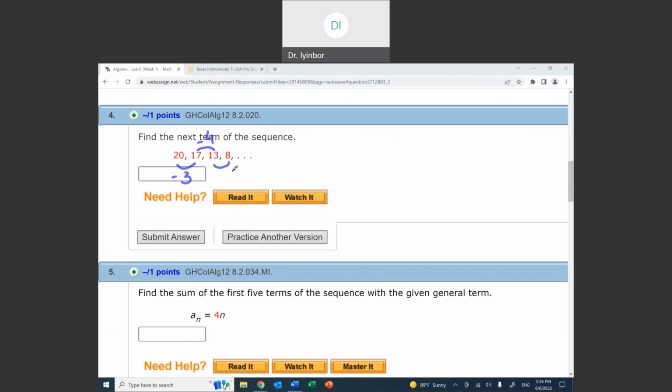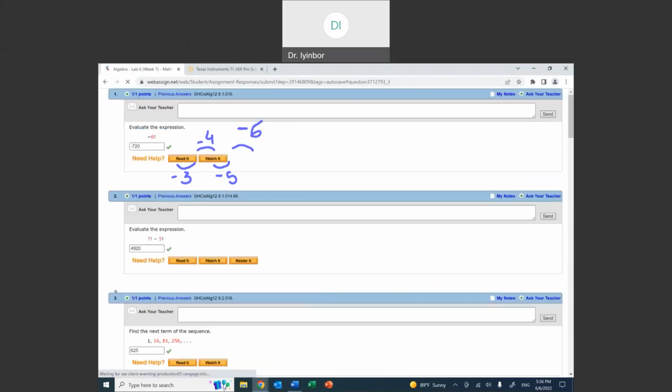So what is the pattern? From 20, you subtract 3, subtract 4, subtract 5. What are you going to do next? You're going to subtract 6, right? So what is 8 minus 6? That's the question. 8 minus 6 is 2. So that's the answer. The next term in that sequence is 2. Okay? That's how you do number 4.